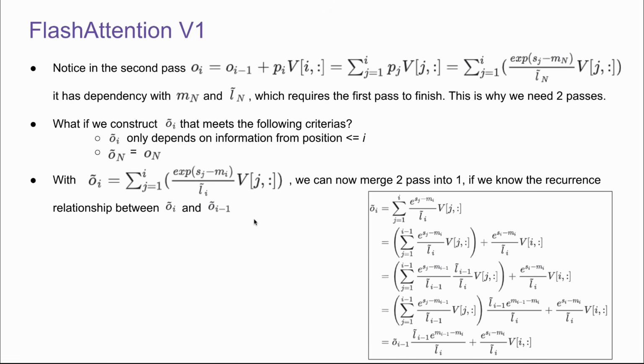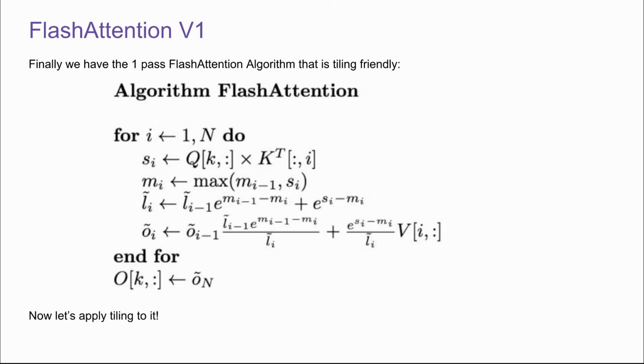And again, it's pretty straightforward for us to find out the recurrence relationship. This is the math deduction detail. Pause the video and take a look if you're interested. Finally, we have the one-pass FlashAttention algorithm that is tiling friendly.